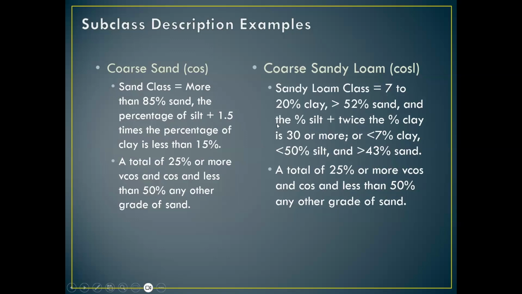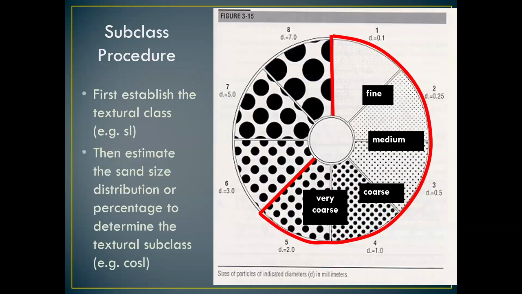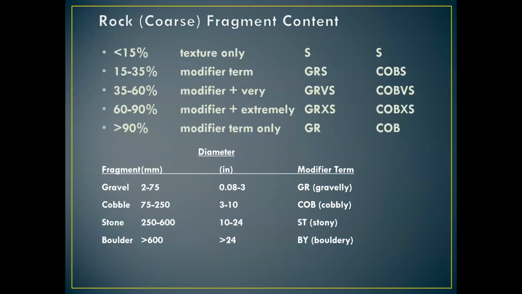So here, this is the definition of loamy sand or sandy loam on the textural triangle. But again, the definition to make it coarse is a total of 25% or more very coarse and coarse and less than 50% of any other grade of sand. So for subclass procedures, first we have to establish the textural class. If we're in loam, we don't have to split out what kind of sand we have. It's irrelevant. But if we're in a sand, loamy sand, or sandy loam, we have to take that next step and break it down to say what kind of sand we have. And you need to estimate what the percentages are of those.